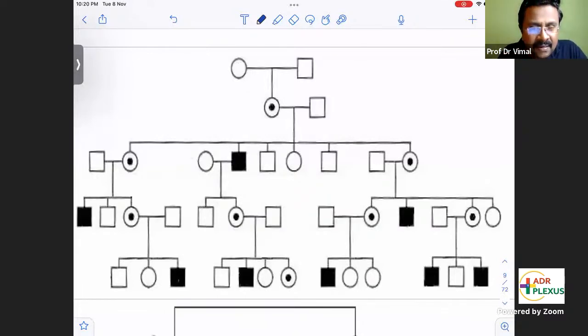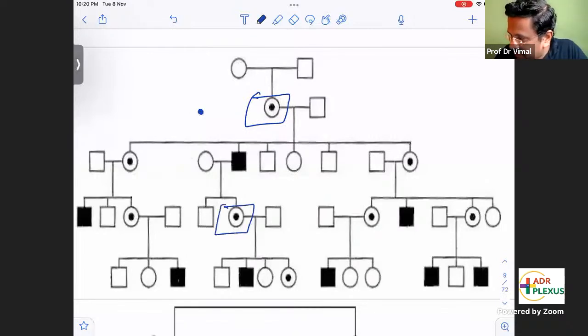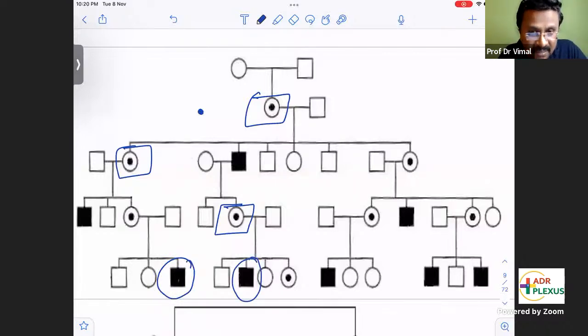Yes, this is the pattern. See, the females, if they are denoted by a symbol with an inside dot, are carriers. So females are carriers, and males are affected by the disease. So it is like an X-linked pattern. Why is this an X-linked pattern?